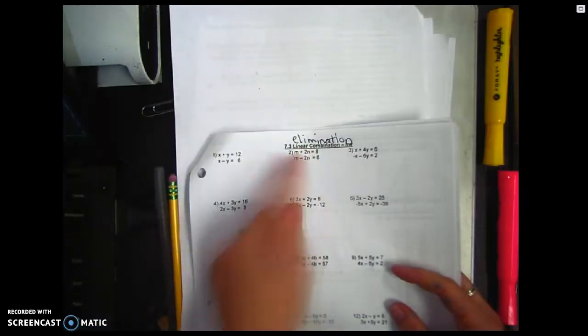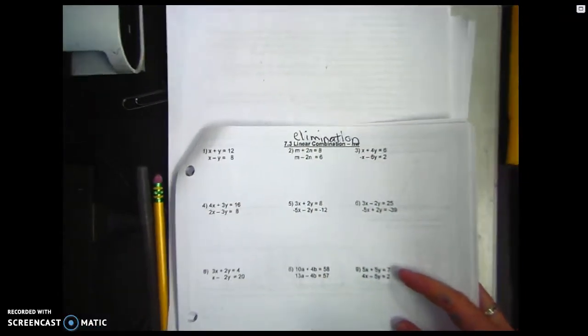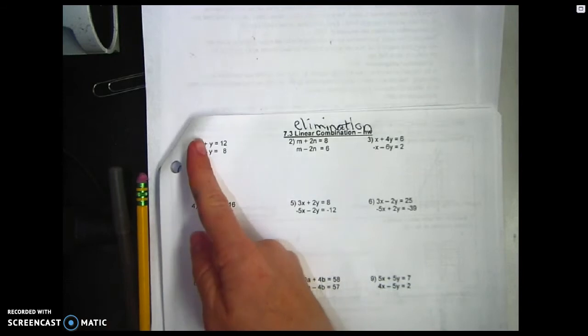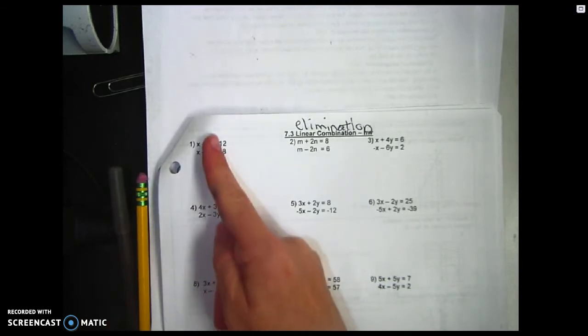All right, now that you've solved by substitution and you've solved by graphing, now we're going to solve by elimination. Sometimes they call it linear combinations. Sometimes they call it elimination. Whatever it is, the rule is the x, the y, the equal, and the number have to be lined up in order for you to solve by elimination.